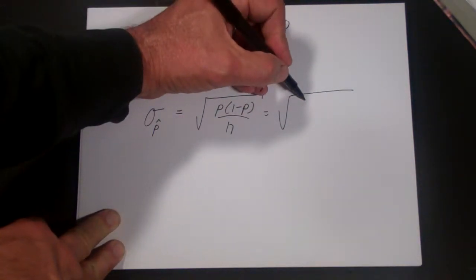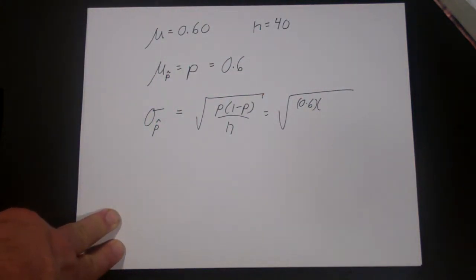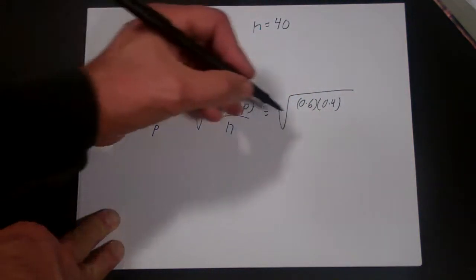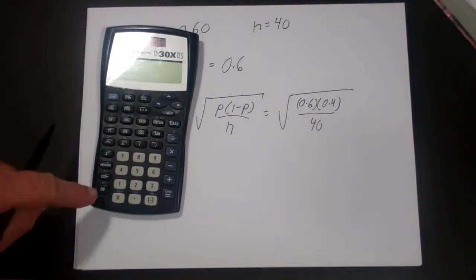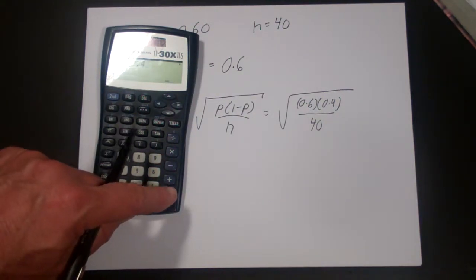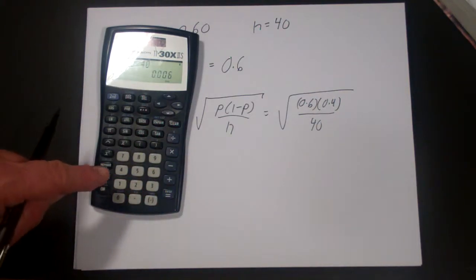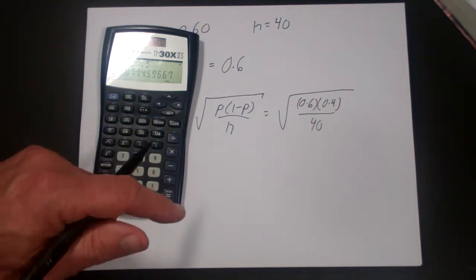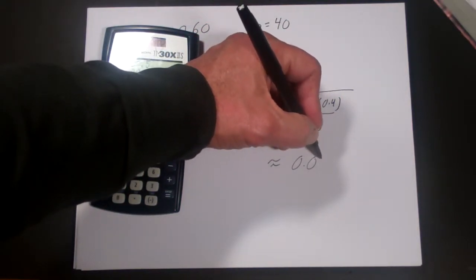Then we can just plug in the numbers. p is 0.6, so 1 minus p would be 1 minus 0.6, that's 0.4, and the sample size is 40. We could just use a calculator to figure out what that number is. That's 0.6 times 0.4 divided by 40, and then the square root of that. And that's approximately, we're going to round a little bit, 0.077.